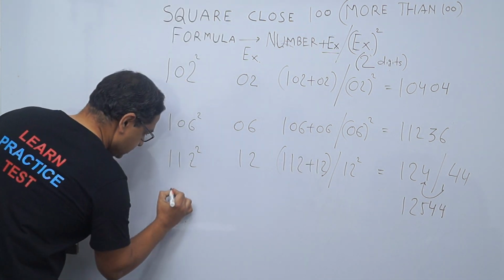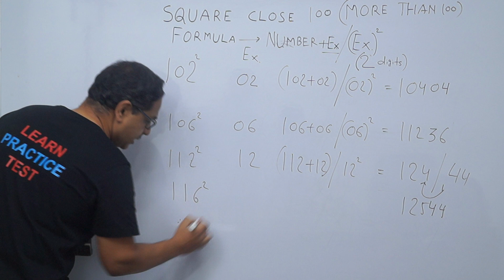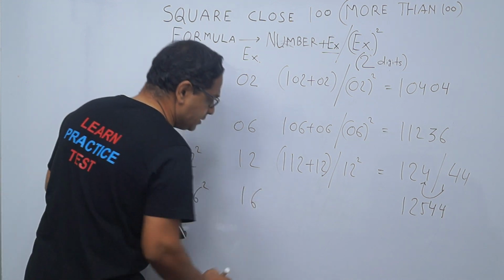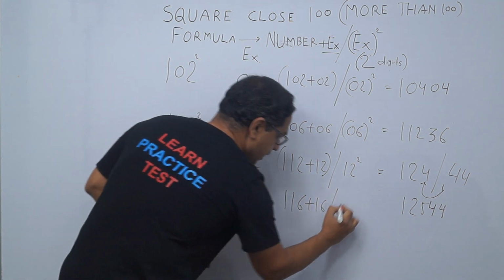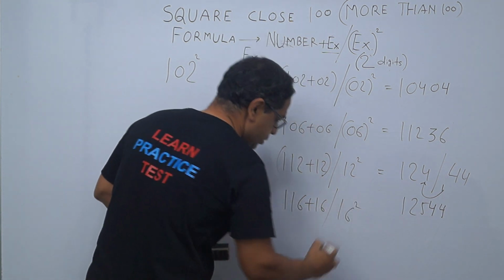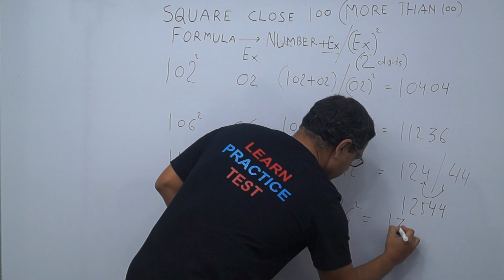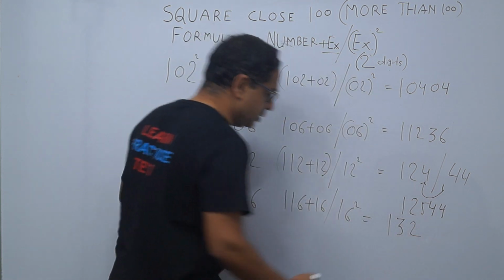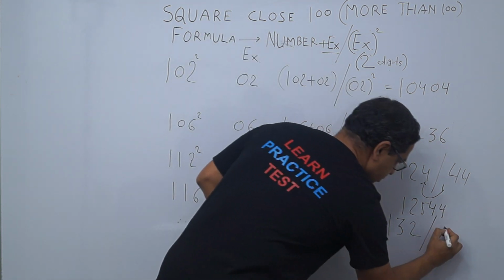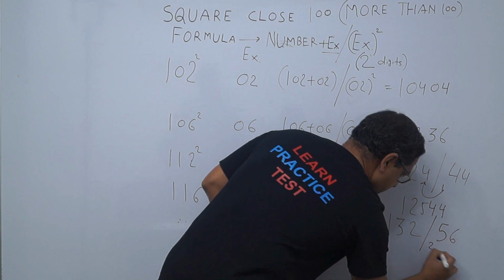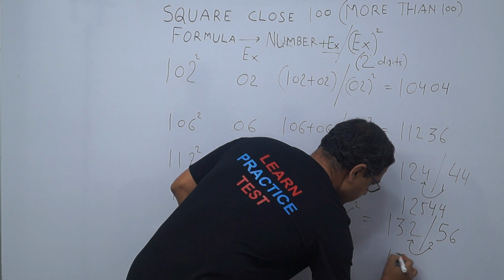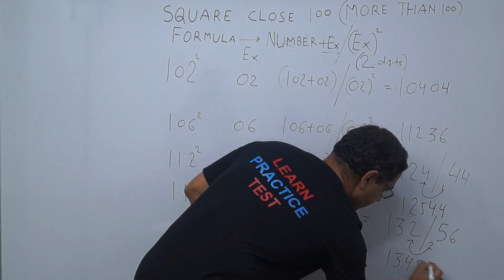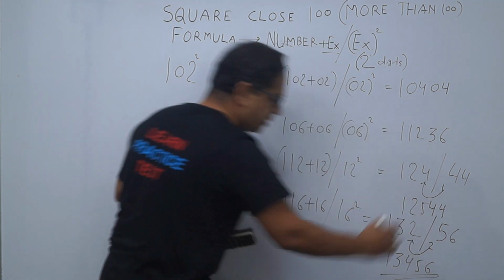One last example for this is 116 square, where the excess is 16. So we'll add 116 plus 16 on the left, and on the right side we have 16 square. 116 plus 16 is 132, and on the right side 16 square is 256. If we write 56 and take 2 carry over to the left, the final answer is 13456.